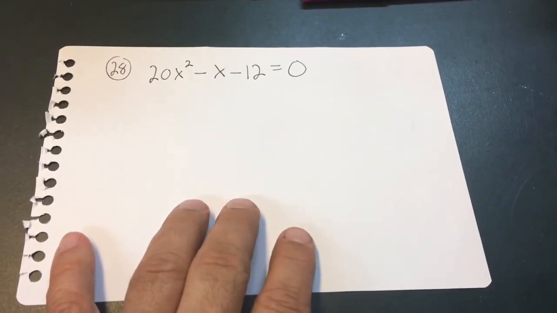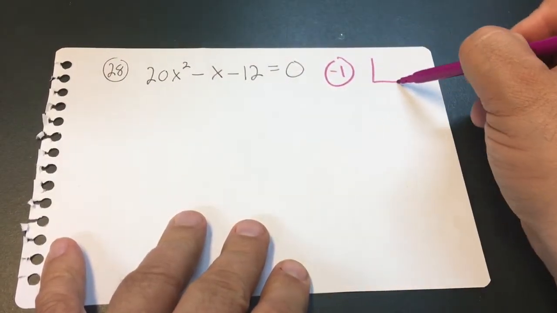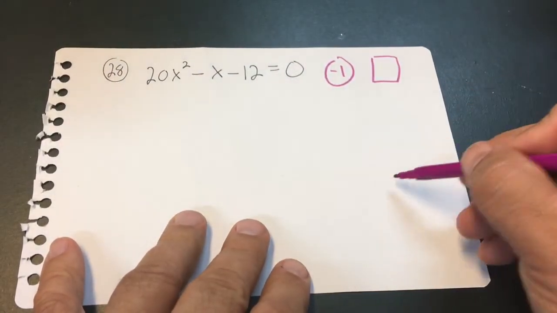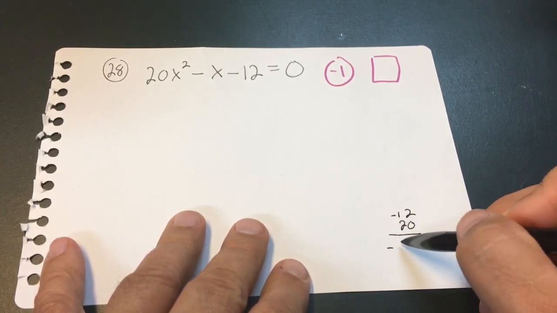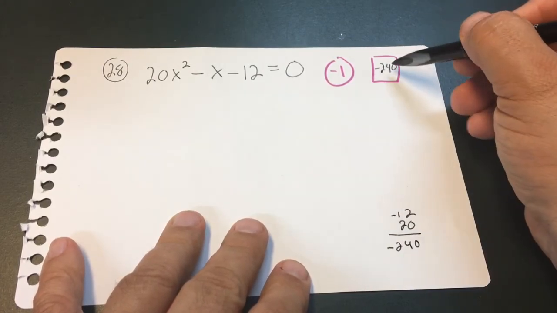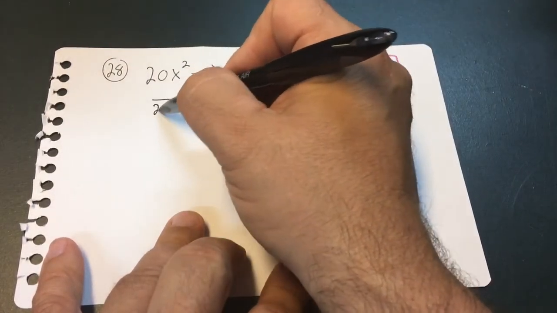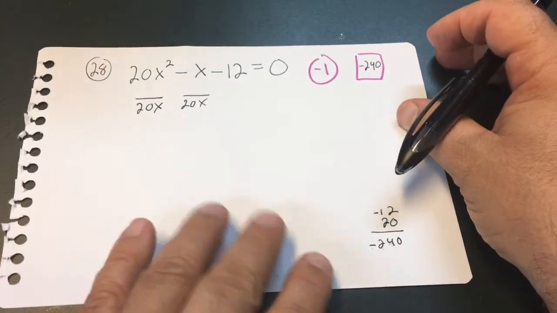I'm asked to solve this. This is kind of a tough one. The deal is, I can circle and box it. The circle is going to get the negative 1, and the box is going to get 20 times negative 12. That's going to give me negative 240. That's a big one. So factors that go into 240. I'll do my 20x over here, and my 20x. And I guess I have to hustle. It's going to take a while.